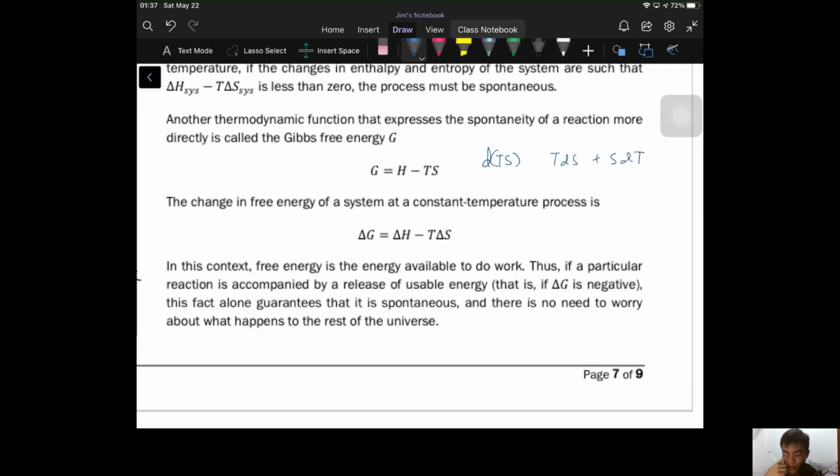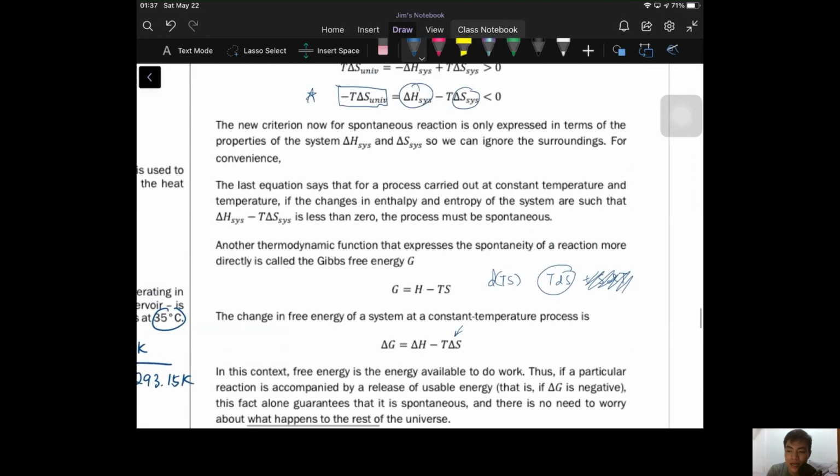Okay? However, the temperature is constant, so this term disappears. So, we will only have T delta S. Okay? So, this is now the Gibbs free energy. Okay? Delta G equals delta H minus T delta S of the system. Okay? So, this is delta H of the system. This is delta S of the system. And so, that means this delta G is for the system. Okay? And that will be the name of this term. That will be its new name.